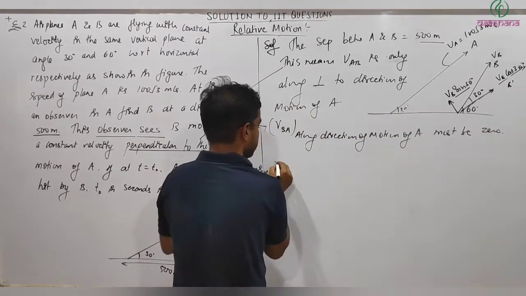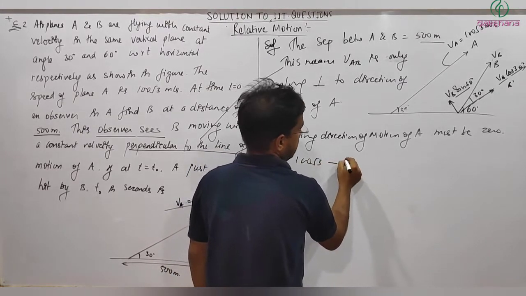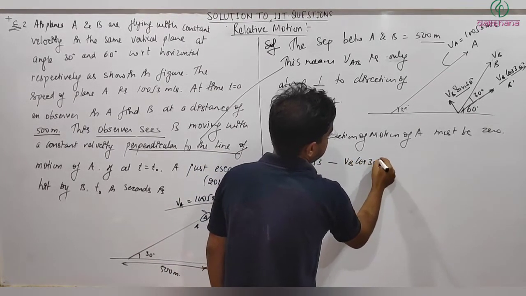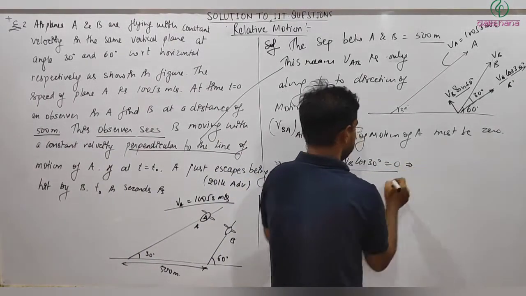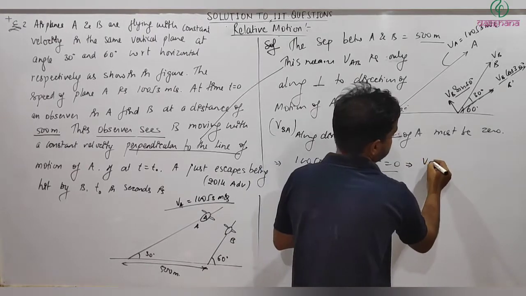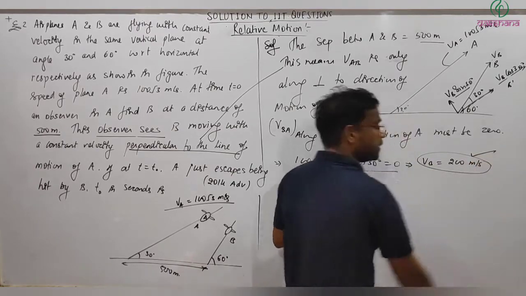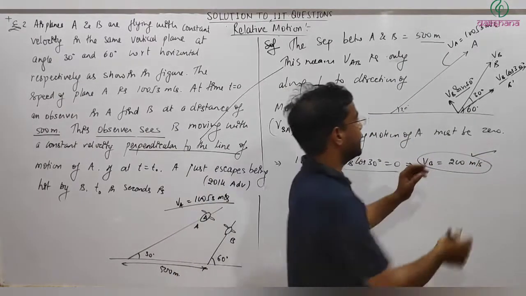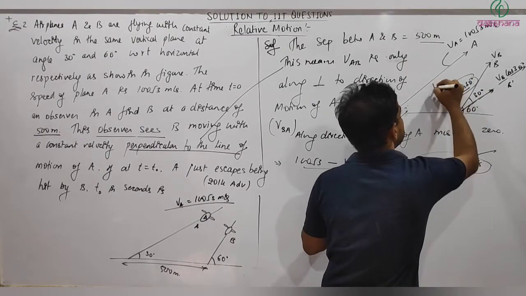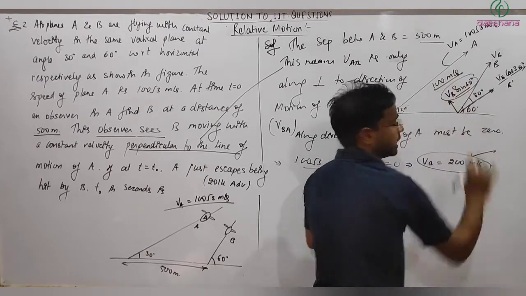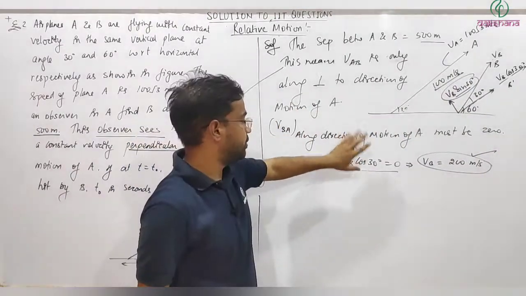Right? And that means 100 root 3 minus VB cos 30 degree must be 0. So simplifying, cos 30 is root 3 by 2, solving it, we are getting velocity of B is 200 meter per second. Clear? We already have the angle, so this component will be VB sin 30, that means 100 meter per second.